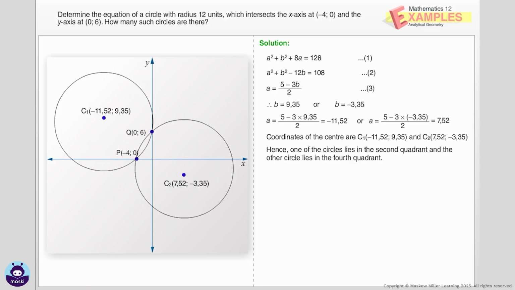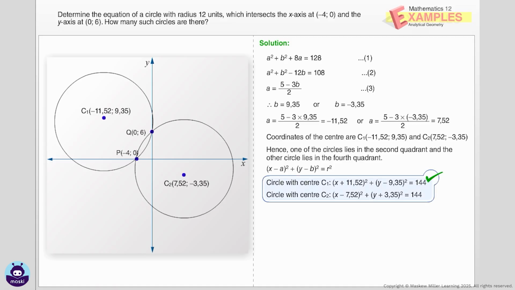We can now determine the equations of these 2 circles by substituting the coordinates of the center. Circle with center C1: (x plus 11.52) the whole square, plus (y minus 9.35) the whole square, equals 144. Circle with center C2: (x minus 7.52) the whole square, plus (y plus 3.35) the whole square, equals 144.